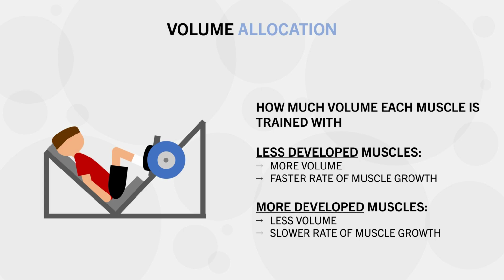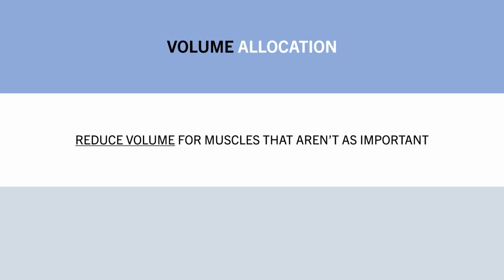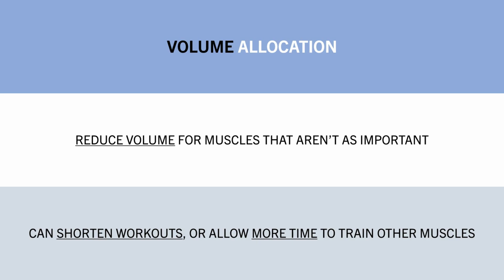So if a muscle group is currently being trained with a fairly high volume, and it is already one of our more well-developed muscle groups, then maybe we can just reduce how much volume we are training that muscle with. Similarly, if there is a muscle you aren't particularly concerned with developing, then you can drop the volume for that muscle group. This will improve time efficiency by making your overall workout time shorter, or by freeing up time to train other muscles with more volume.